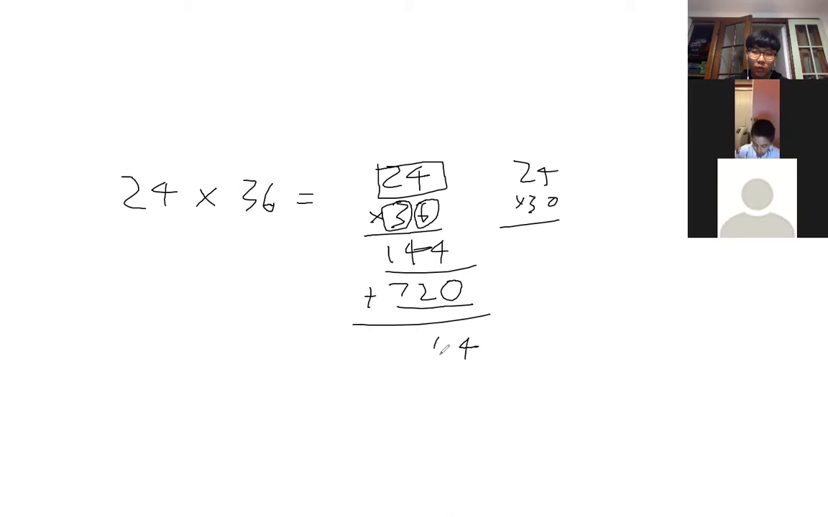Okay, so we have 4, 6, and then 8. So every time you're adding like this, for the second number, always be sure to add a 0 here, or bring down a 0. Okay, let's try one more.